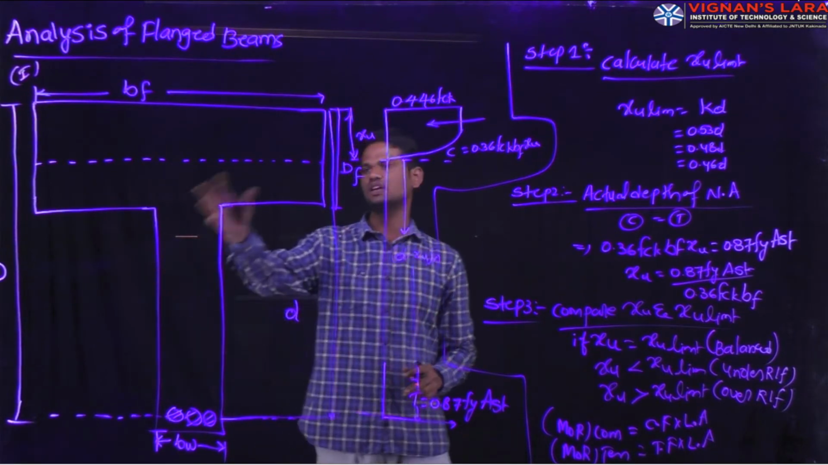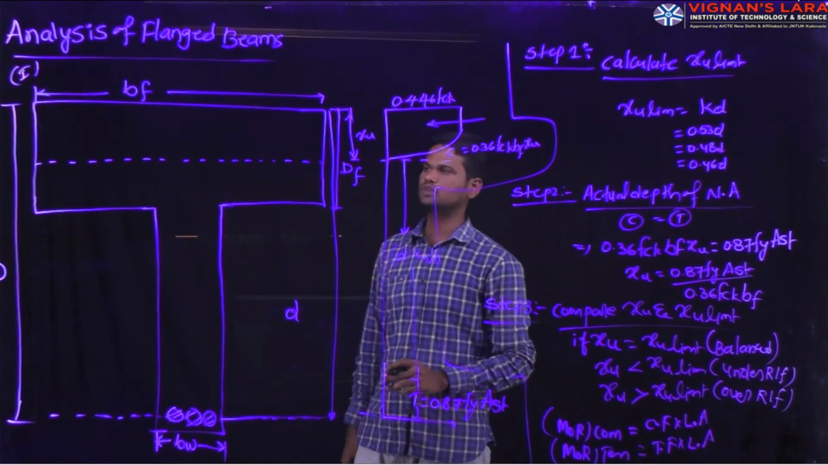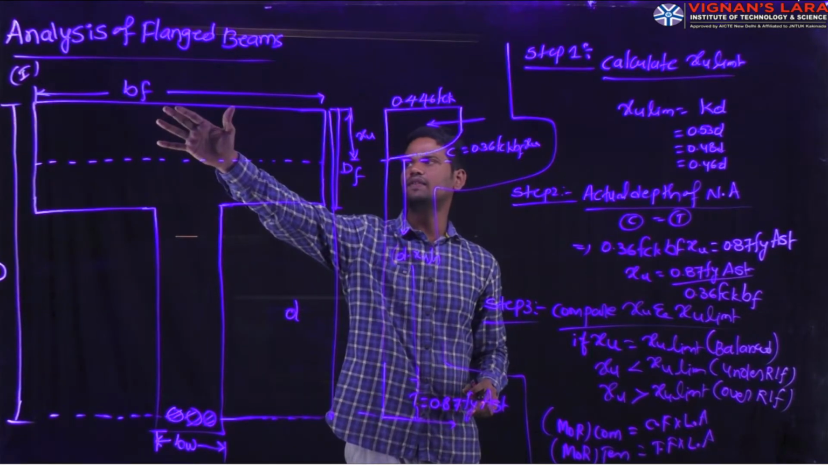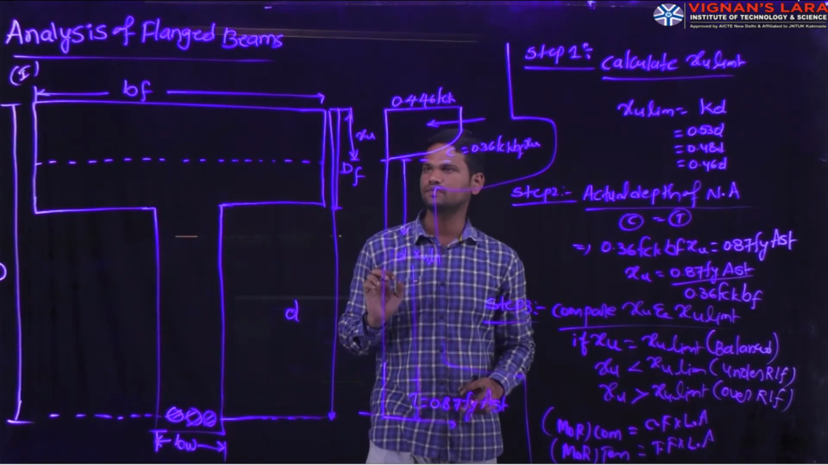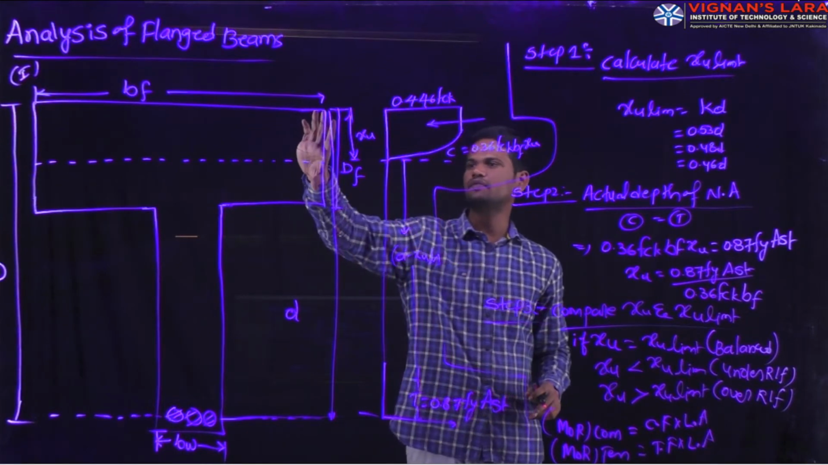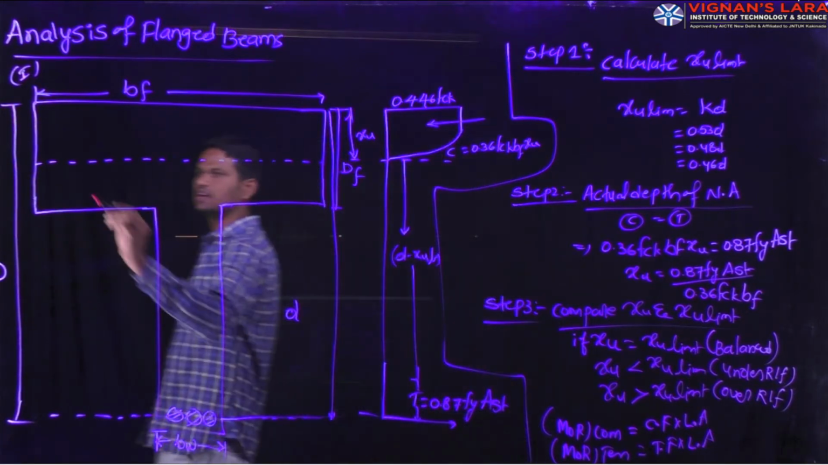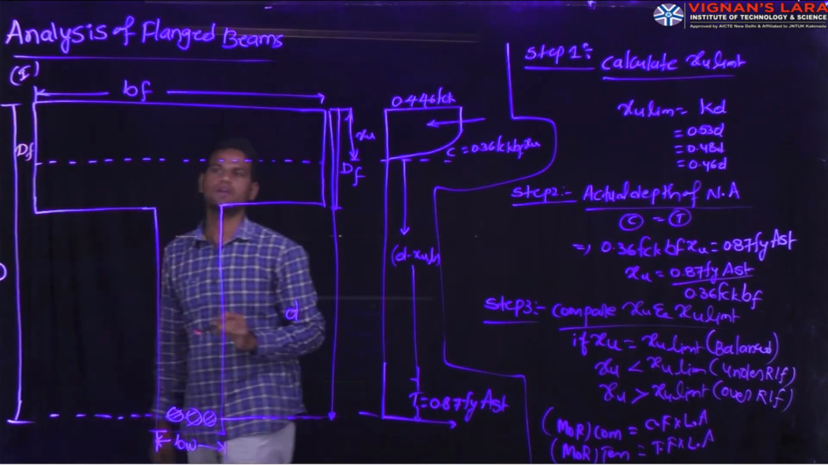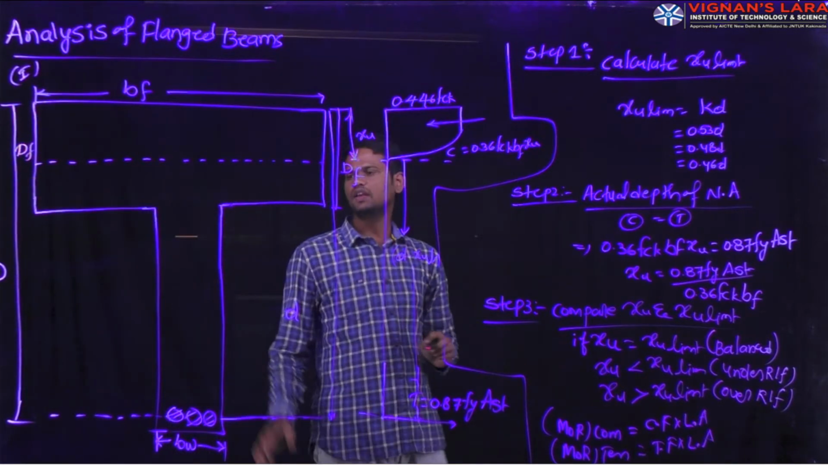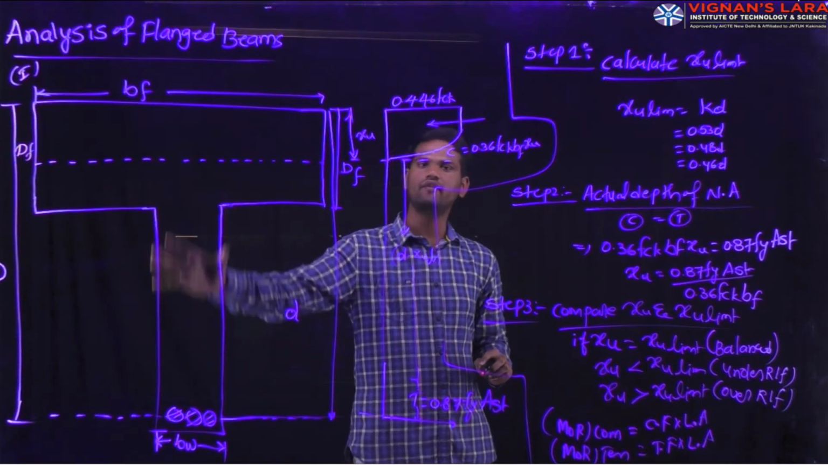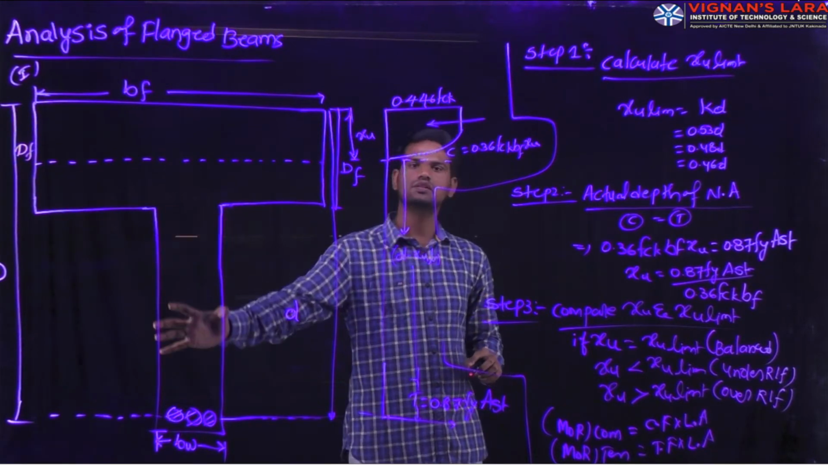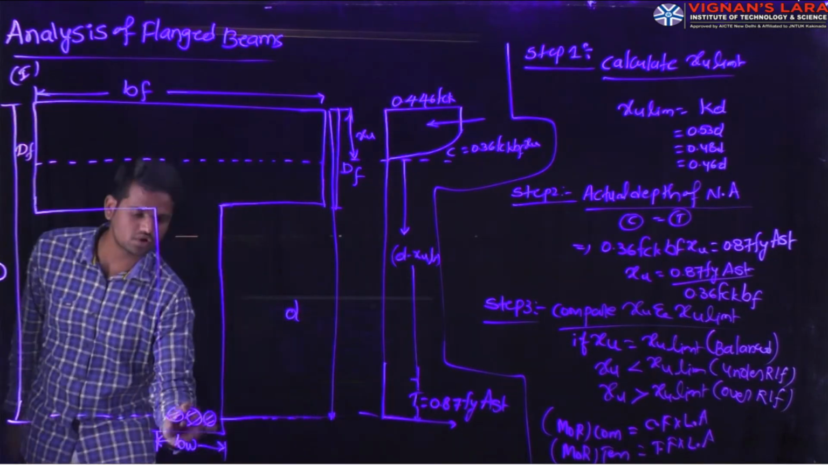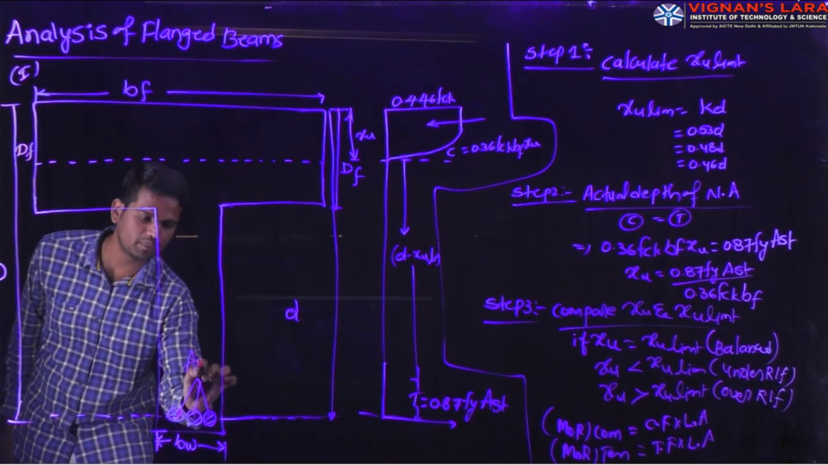If you see here, this is one type of T beam. In this T beam, we have the width of the flange as BF, as well as the depth of the flange, DF. This is the depth of the flange. And observe here, this is the web portion of this beam, and this is the area of the steel reinforcement we are providing in the beam.